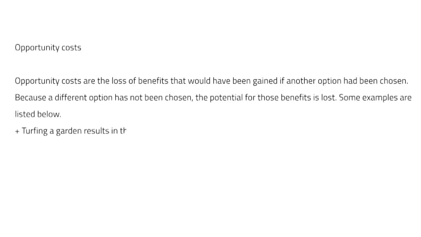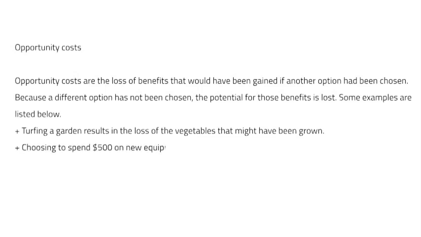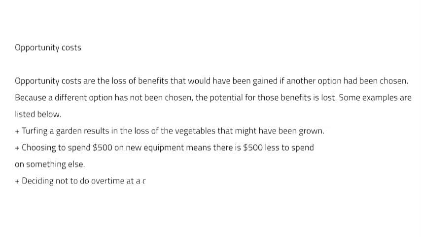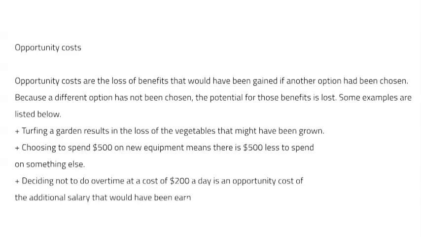Turfing a garden results in the loss of the vegetables that might have been grown. Choosing to spend $500 on new equipment means there is $500 less to spend on something else. Deciding not to do overtime at a cost of $200 a day is an opportunity cost of the additional salary that would have been earned.